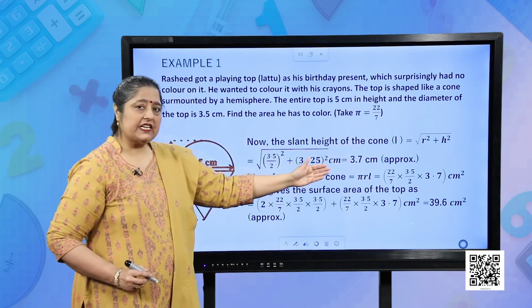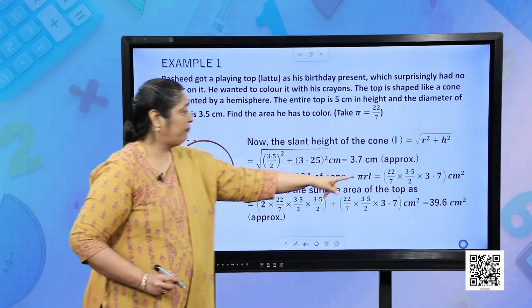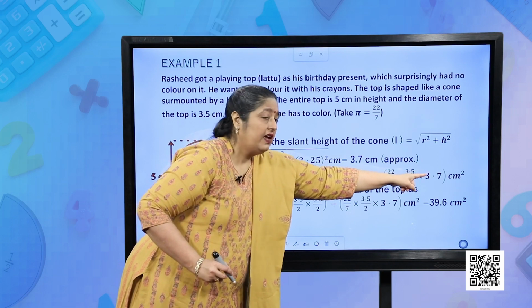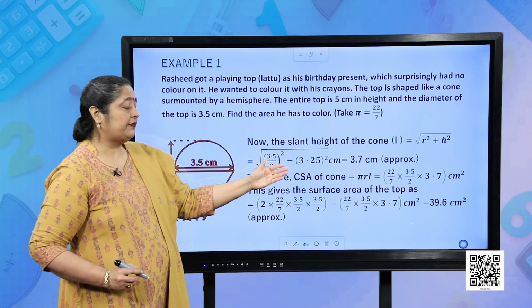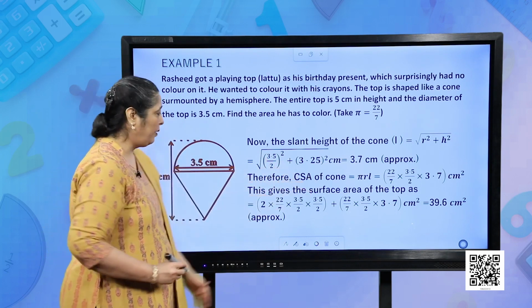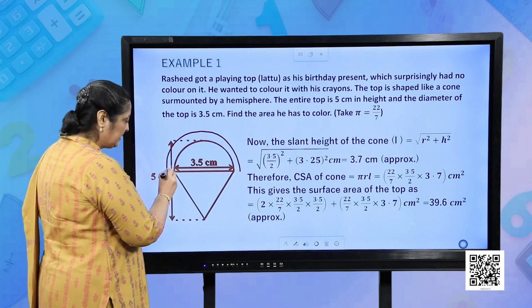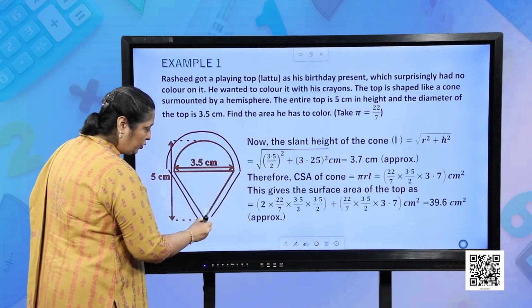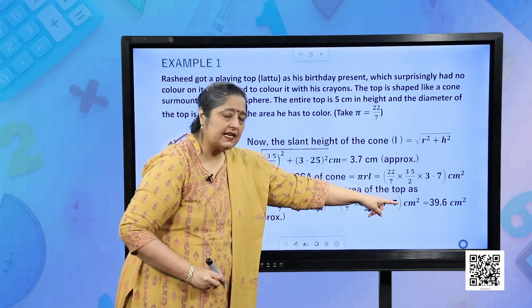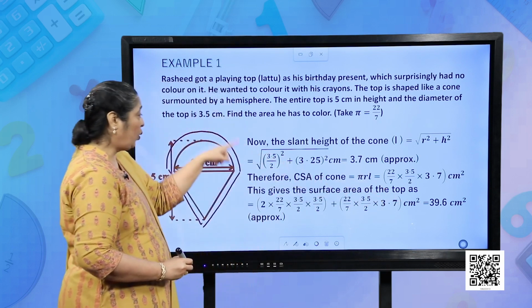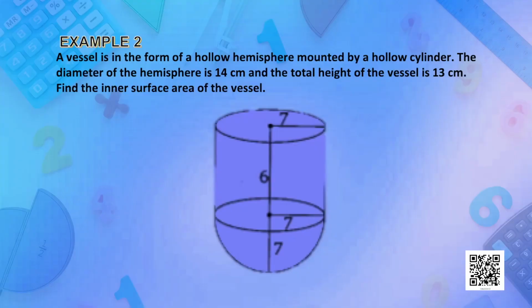Therefore, the curved surface area of the cone pi r L, substituting again the value of pi, r, L, we have this. Now, this gives the surface area of the top. What is the surface area of the top? It is the curved surface area of the hemisphere plus the curved surface area of the cone. So, we add these two and we get 39.6 centimeter square. This is the total surface area of the top. So, let us move forward to our next example.